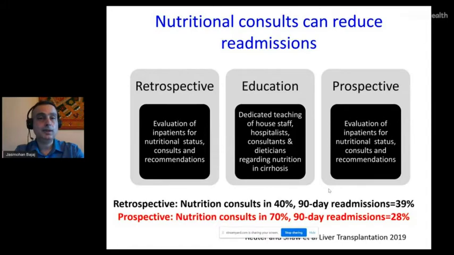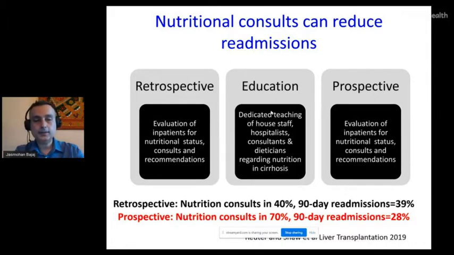Does this actually make a difference? In this study that we did in our centers, we had retrospective education and prospective marks of when we found out in patients with nutritional status whether we involved a dietitian and followed their recommendation. Once we found that, we educated the house staff, the hospitalists, the consultants, and the dietitian that patients with cirrhosis really should be seen by a dietitian. And prospectively, we then figured out whether this actually made a difference or not.